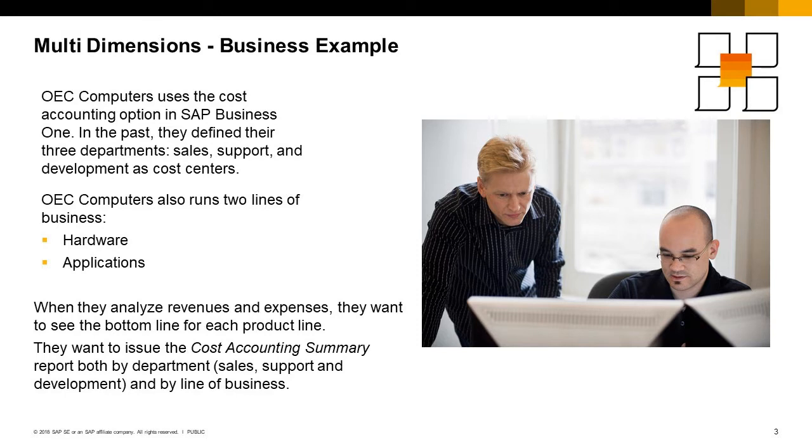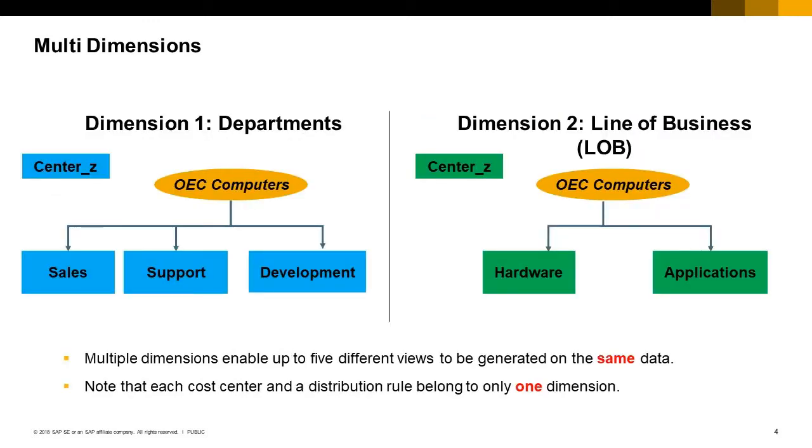The accountant claims that a better analytic view will be according to departments. That is sales, support, and development. You tell them that they can analyze the same data according to the company departments and also per line of business. Multiple dimensions enable up to 5 different views to be generated on the same data.